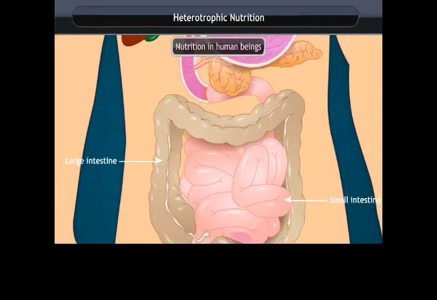The remaining undigested food is sent into the large intestine where water is absorbed. Finally, the rest of the undigested food is released from the body through the anus.